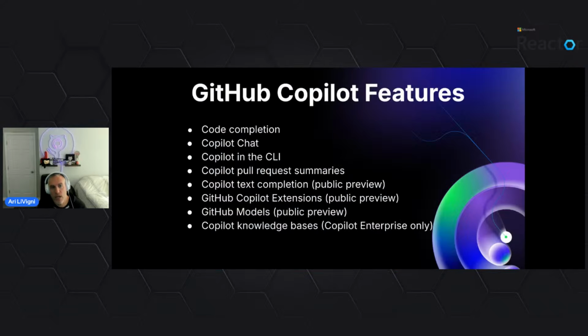So let's get into a list of the features that we're going to cover. Code completion, Copilot Chat, CLI, as I mentioned, pull request summaries, text completion, and I highlighted some of these that are in public preview, as well as knowledge bases, which is for Copilot Enterprise only. All of this information is in our documentation, so feel free to peruse it and do searches through our documentation to find details on this. I will try to also highlight that in the documentation as we go, so if you want to go back later and look up some of that detailed info, you can.